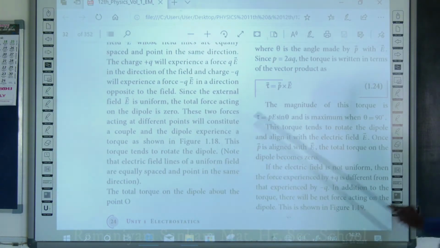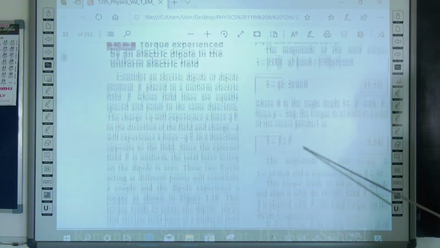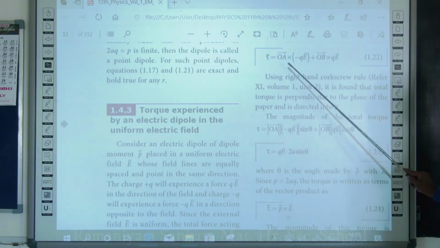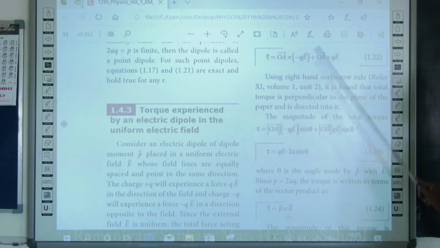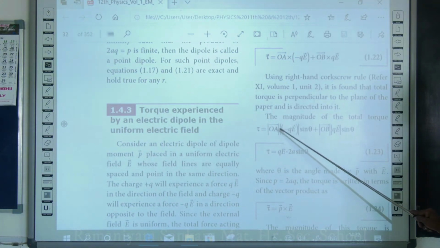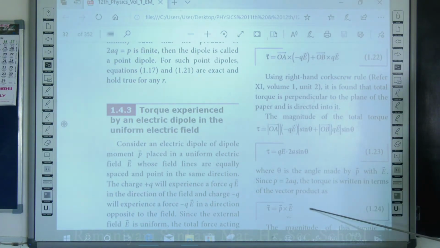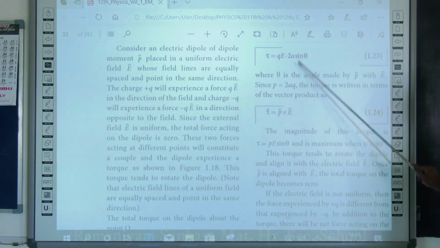The total torque on the dipole about the point O is given by the formula. Memorize this formula: tau equal to F into distance. F is OA vector plus minus q into E vector, plus OB vector into qE vector. Make it equal with the tau, and we have the sin theta. So this is q and qE, and this distance is 2a. So qE 2a sin theta, we get the answer. And here p is what? 2aq. So pE sin theta.